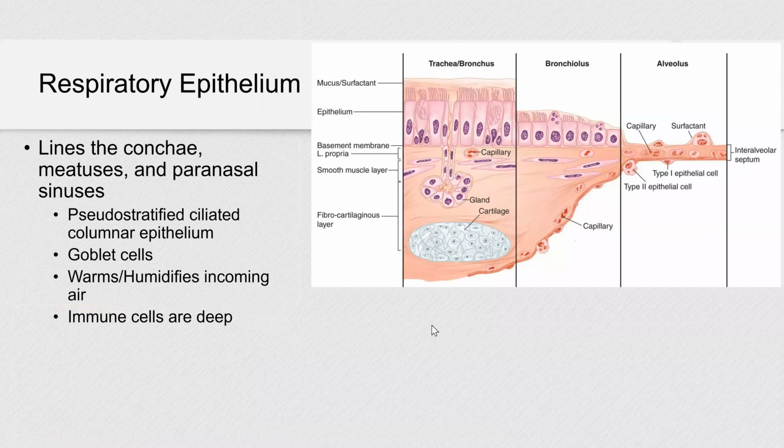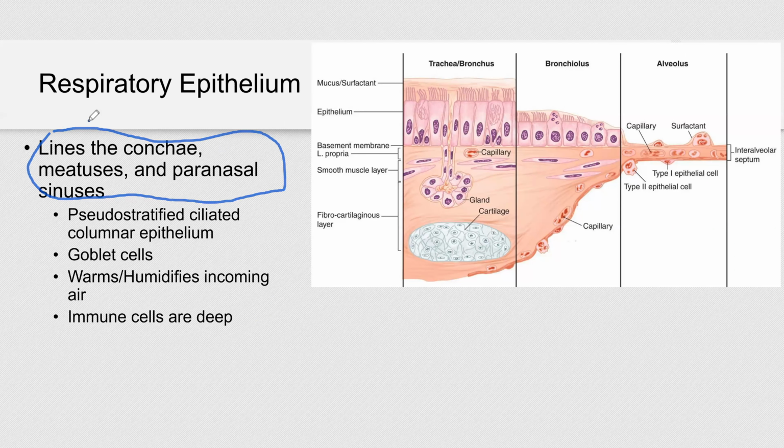And by the way, here's this respiratory epithelium that we just mentioned. It lines the conchae, meatus, and paranasal sinuses, and it's made of pseudostratified ciliated columnar epithelium with goblet cells. It warms and humidifies incoming air, and it also has immune cells that protect you from infection. Now, it says here respiratory epithelium covers this structure, but respiratory epithelium is also found in your trachea and in your bronchi as well.